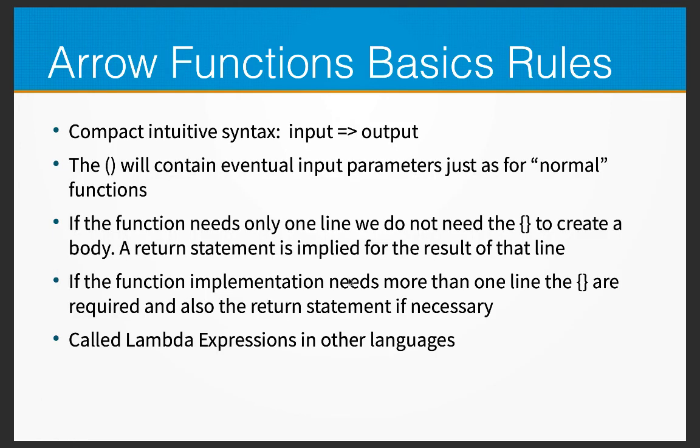So this is a little reference that I leave with you for basic rules about arrow function syntax. As you see, very compact, intuitive syntax, input arrow output. The parentheses will contain the parameters, just like for normal functions. And if the function is a one-liner, you can drop the body. If the function is not a one-liner, you have to have the body and the return statement. And these are also called lambda expressions in other languages like C# or Java. So don't be surprised if you see a concept that's basically the same thing with a different name.